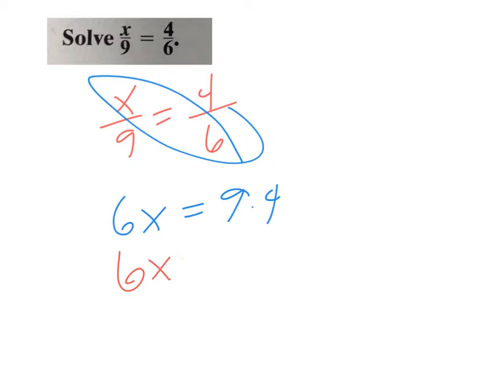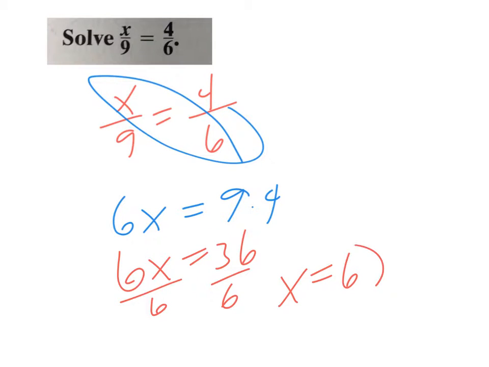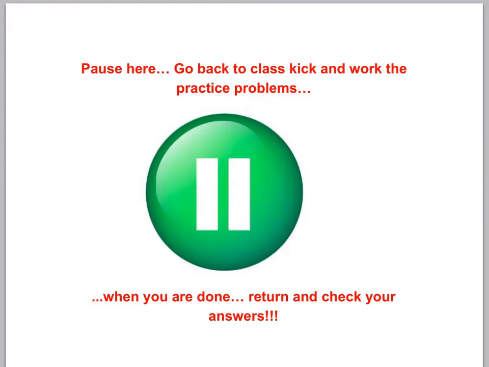So that's 6x equals 36. Divide off the 6, and x is 6. 36 divided by 6 is 6. A few examples for you on the next slides. So pause, go into class kick, work 3, and then come back and check your answers.